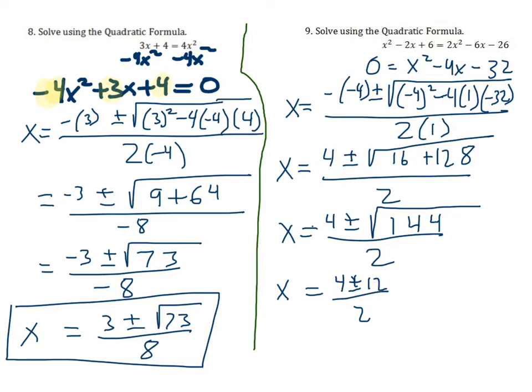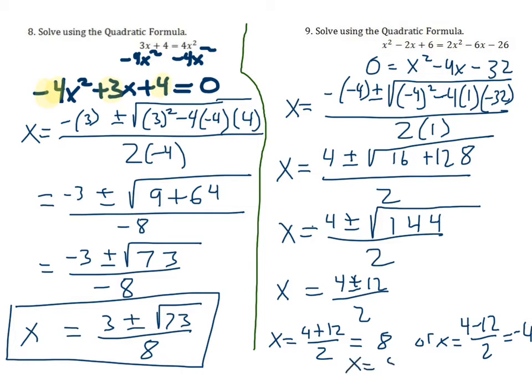We've got two answers. We've got x equals 4 plus 12 divided by 2, which is 16 divided by 2, which is 8. Or we've got 4 minus 12 divided by 2, which is negative 8 divided by 2, which is negative 4. And so our solution set is going to be 8 or negative 4. Put those in some set brackets there. Alright, so there's our solutions.